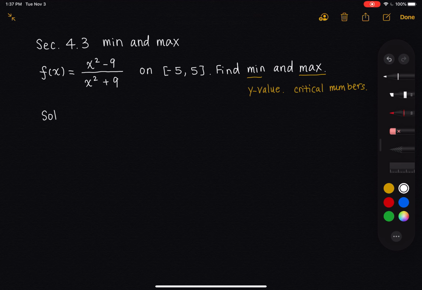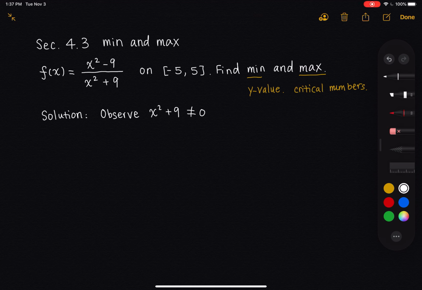So the solution. First, you need to make some argument. Can we even get the maximum and minimum? If they don't exist, there's nothing to do. So first, you need to observe x squared plus 9 is never 0 because x squared is non-negative, and then you even add 9 to it, so it's greater than 0. Okay, so it's never 0, therefore the denominator is never 0.